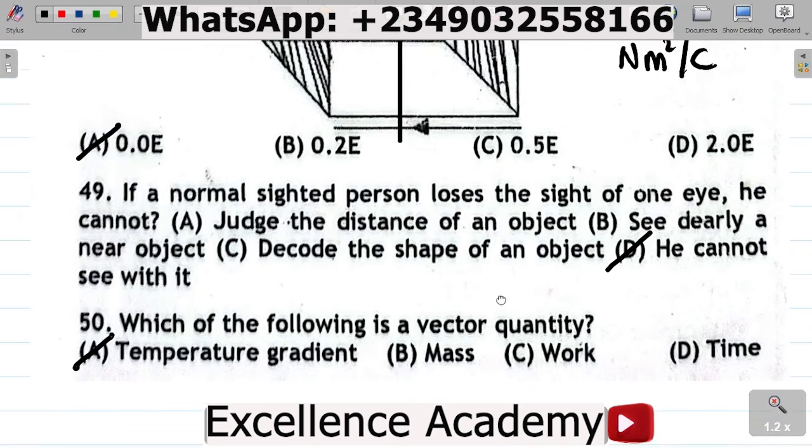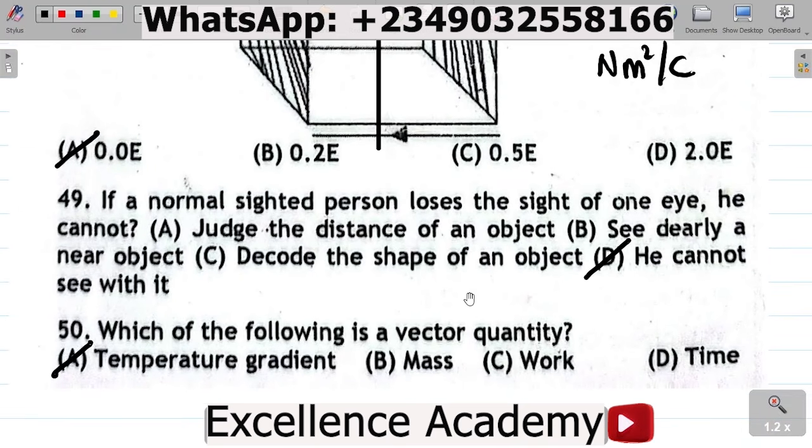All right, guys. So this is the end to the 2021 JAMB Physics examination questions. We'll also provide the past question and solution for other years in our subsequent videos.